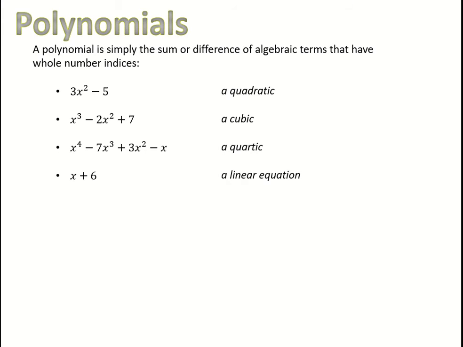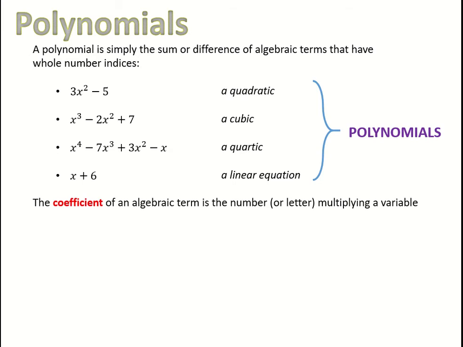But they are all polynomials because they have multiple different algebraic terms within them, and obviously different indices as well. So these are all polynomials, and this is the topic that we're moving on to, and it's dealing with these. Obviously, 2 of them we've already dealt with quite a lot in terms of linear equations and quadratics. So we're mainly going to be looking at cubics and quartics, and what they mean in terms of both graphs and equations.